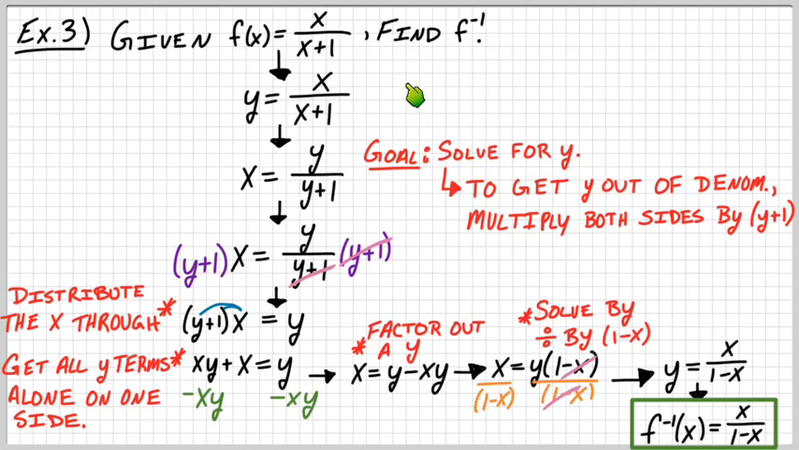Big takeaways. You have y over y plus 1. Multiply both sides by y plus 1 to clear out that denominator. Distribute that x through. Get all those y terms together on one side. Once you do that, you can factor out a y and divide by the leftovers. And then we get our solution for f inverse.